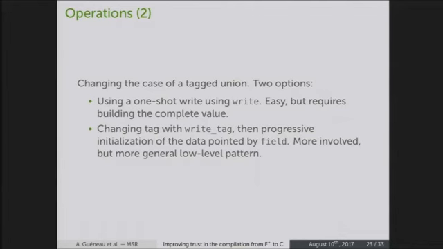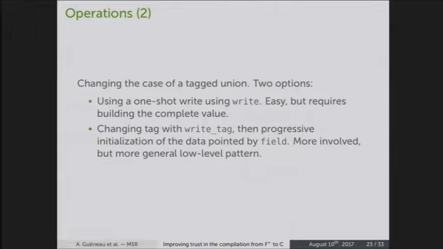Given a pointer to a tag union and a field, you can have a pointer to the field in the tag union corresponding to the current data, the current case. Then you can either write directly, given a field and a value, into the tag union, effectively changing the current field to be the field you gave. Or you can write a new tag, invalidating the data that was before. And this gives two patterns for changing the case of the union.